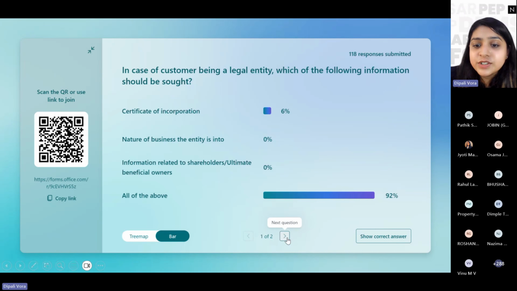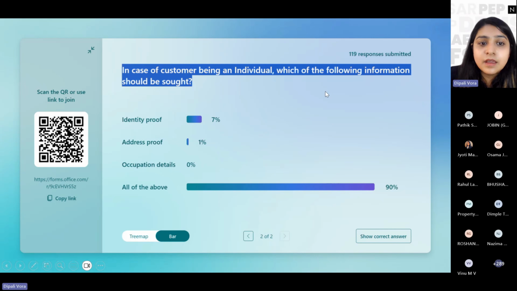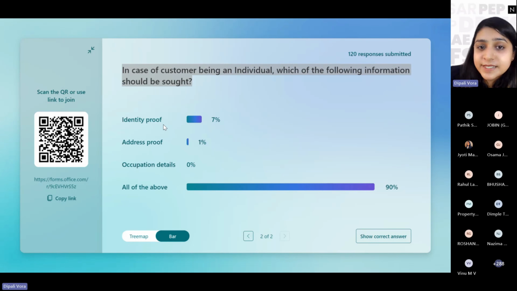There was one more question which we had asked. In case of the customer being an individual, which of the following information should be sought? Identity proof, address proof, and occupation details. Here also the correct answer is all of the above, which was answered correctly by, I guess, 90% of the persons attending the webinar. So it's identity proof, address proof, and occupational details.